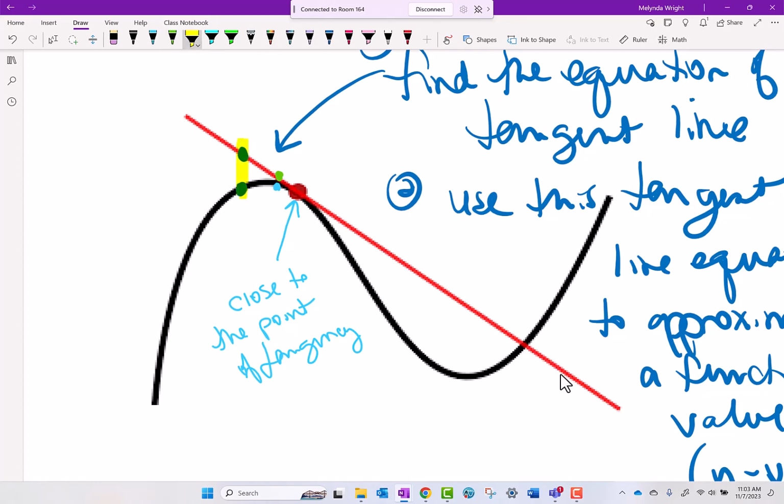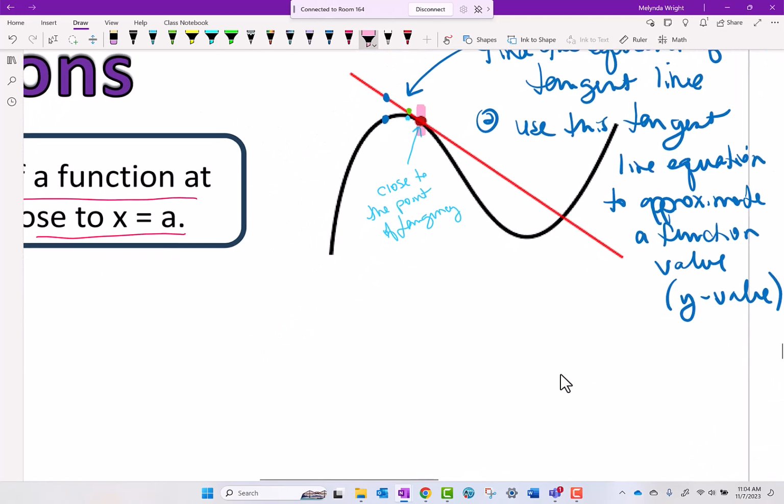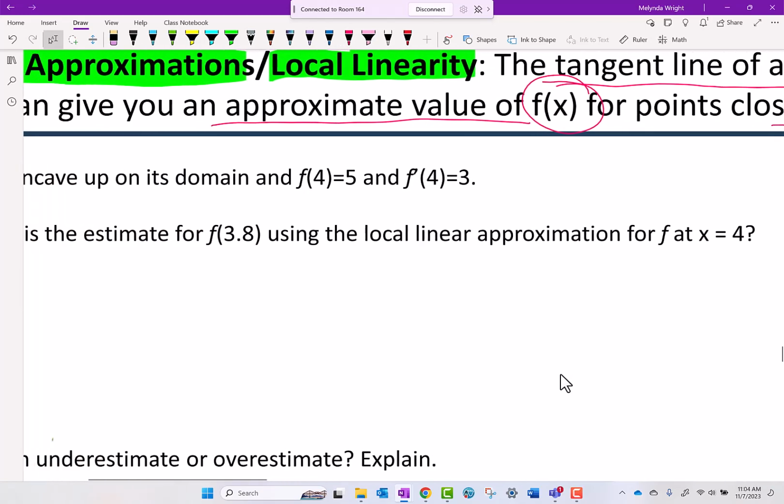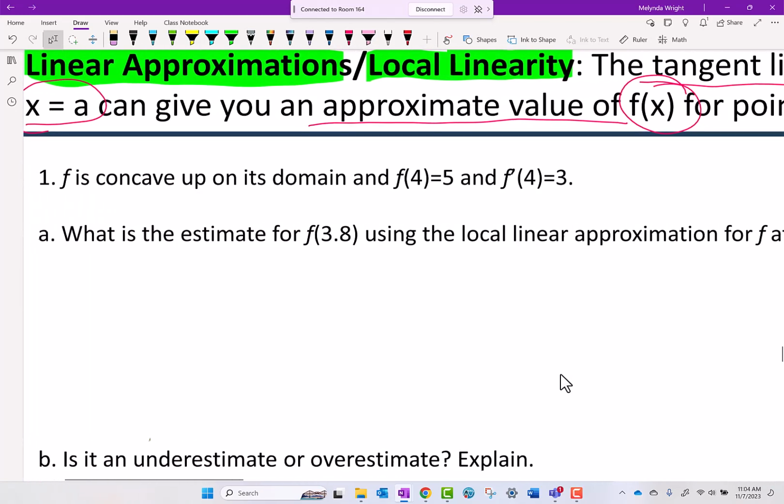So that's why they will typically give us points that are very close. We want to be very close to the point of tangency. Those are much better approximations. But that's our job in this lesson, to find the equation of the tangent line and use it to approximate a y value on the function. Okay, does that make sense? We have a few examples where we do this, and hopefully by the end of these examples, it will make sense to you.